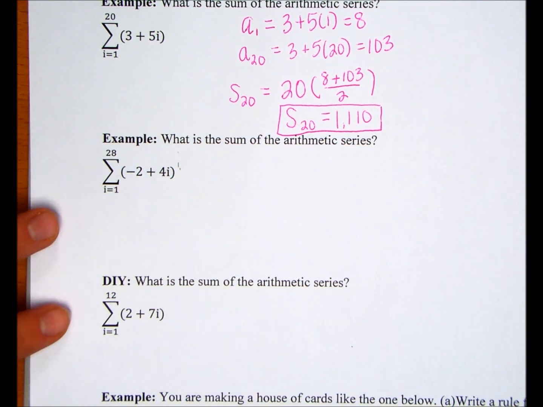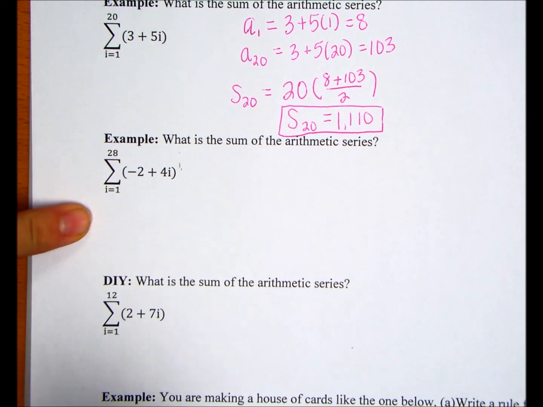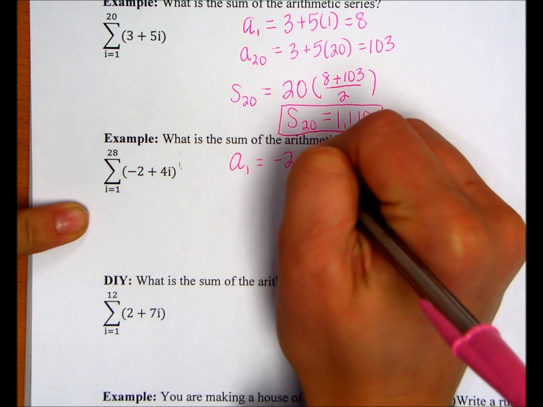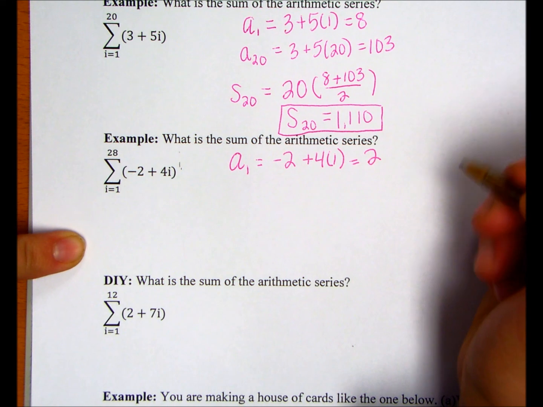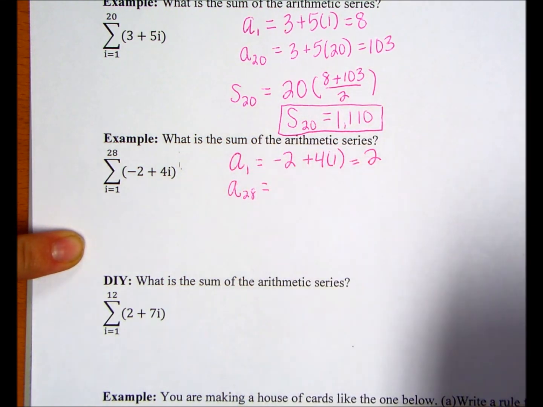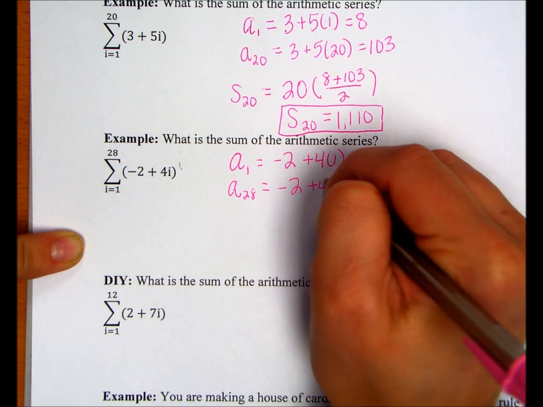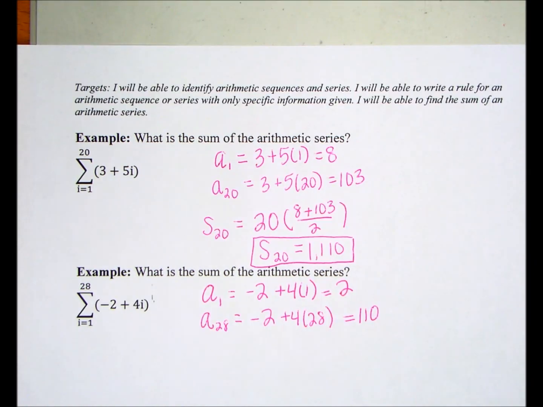Same type of idea. I'm starting at 1, and I have 28 terms. So once again, I can find a sub 1, which is going to be negative 2 plus 4 times 1, which will give me 2. And I can find a sub 28, which would be my last term here. This is going to be negative 2 plus 4 times 28, which would equal 110.